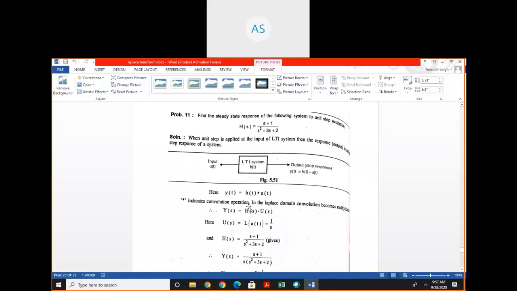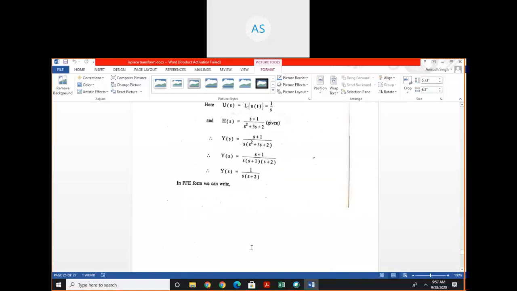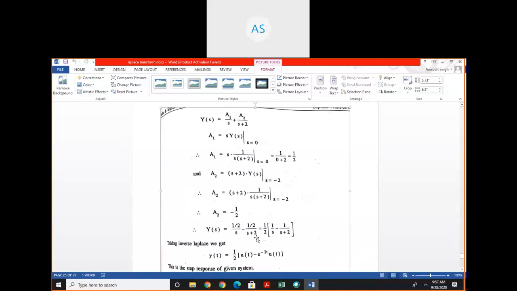Ys is written in this form, and take the inverse Laplace transform. You get the value of yt is equal to half ut minus half exponential minus 2t ut. And this is the step response of the given system.